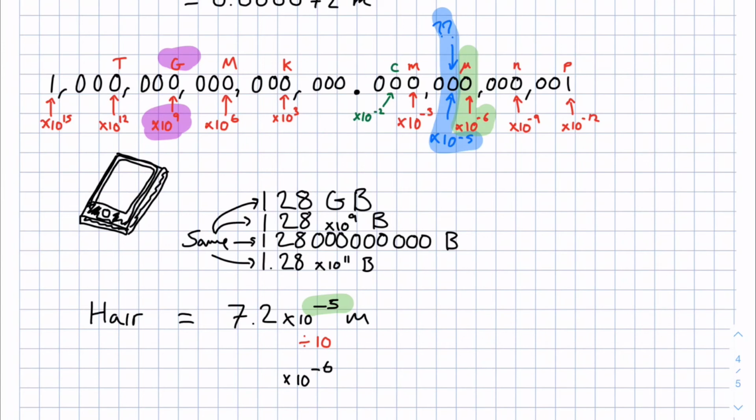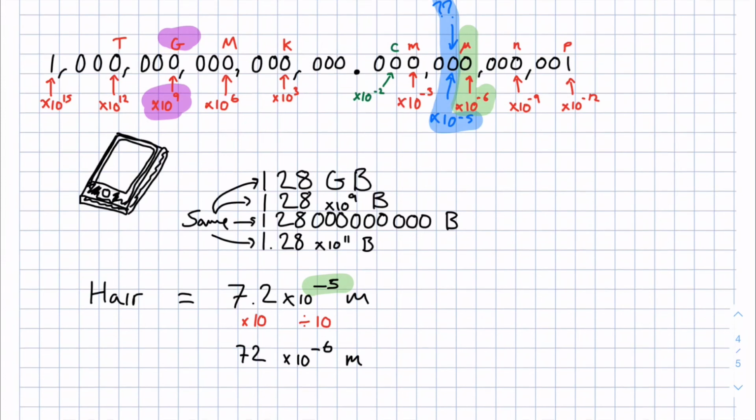But we can't just divide our number by 10, because then it won't be the same number anymore. We have to multiply by 10 as well, because that reverses dividing by 10. So we multiply the magnitude by 10 to compensate. 7.2 times 10 is 72. Times 10 to the negative fifth divided by 10 is times 10 to the negative sixth. And voila! Now we have 72 times 10 to the negative sixth meters, or 72 micrometers. So sometimes we can use a loose interpretation of scientific notation, and that's more helpful and lets us write numbers more efficiently and use those SI prefixes.